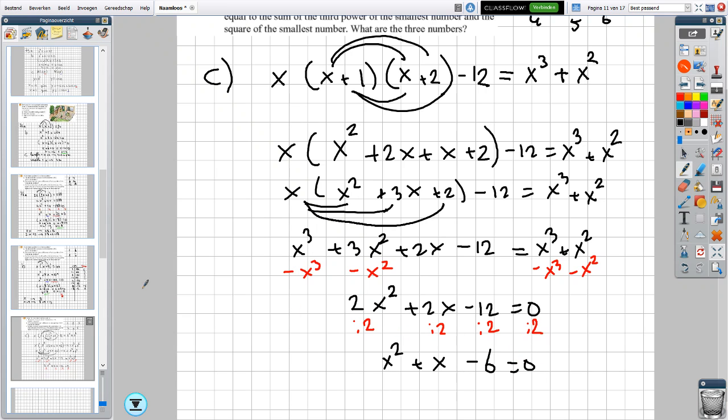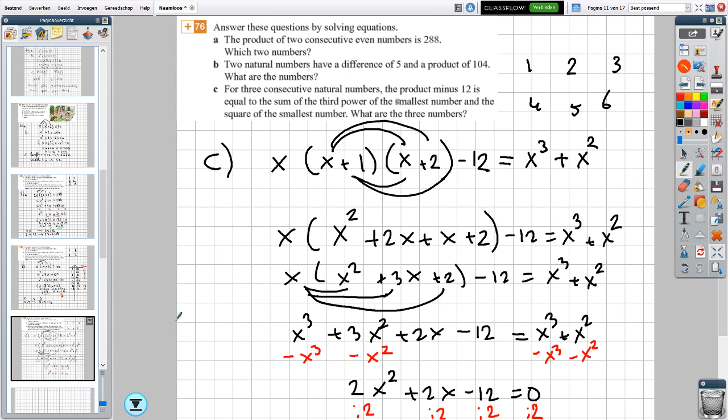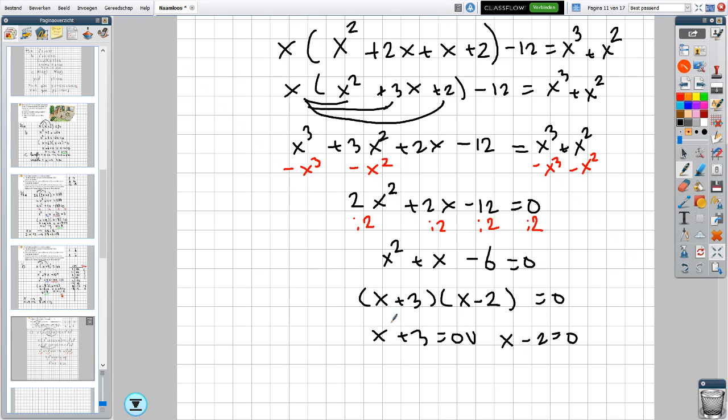Actually this one is easier than what I was left with here and there, right? So that's something. I think here I have to use the product sum method again. Which is going to be the answer? Well, I think only plus 3 and minus 2 is possible here, right? 3 minus 2 is 1. 3 times minus 2 is minus 6. So x plus 3 equals 0. Or x minus 2 equals 0. And we're almost there. This means x is minus 3 or x is 2.